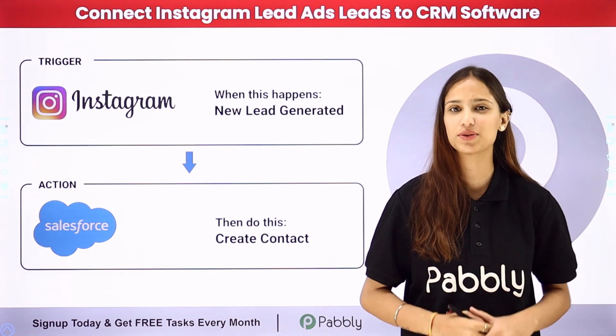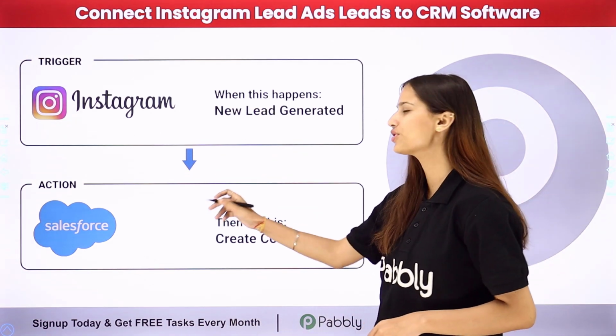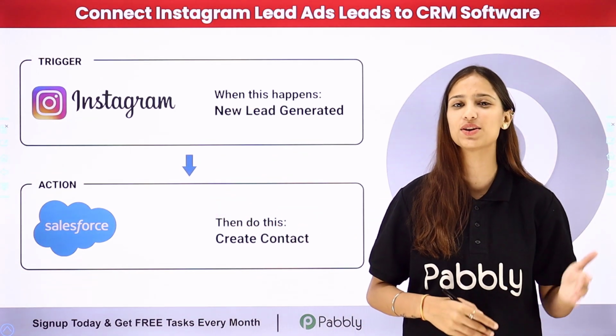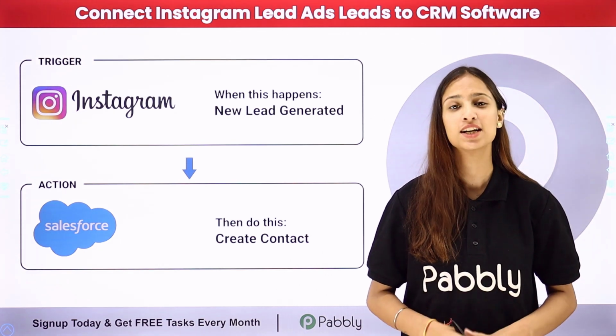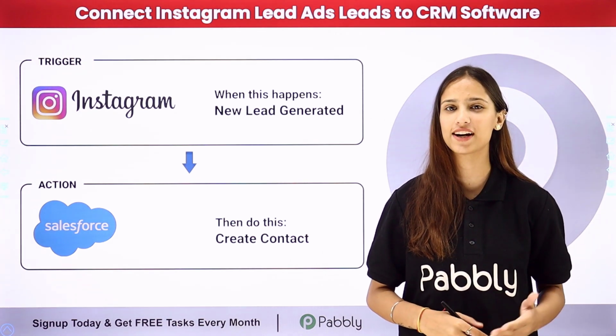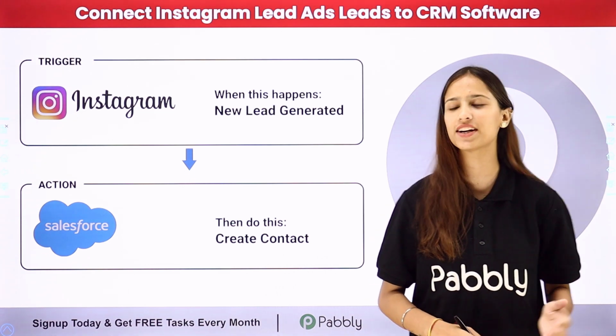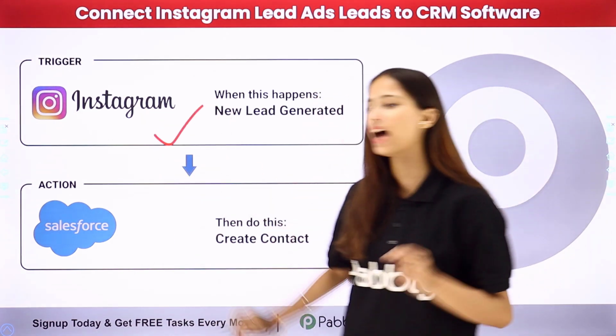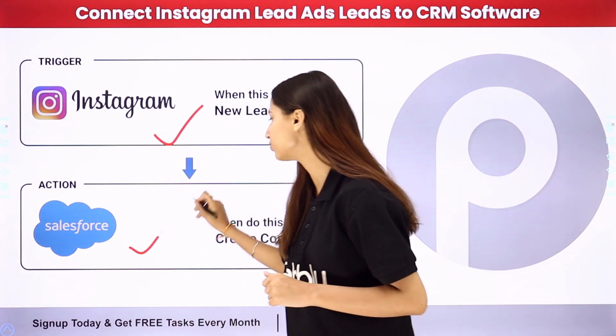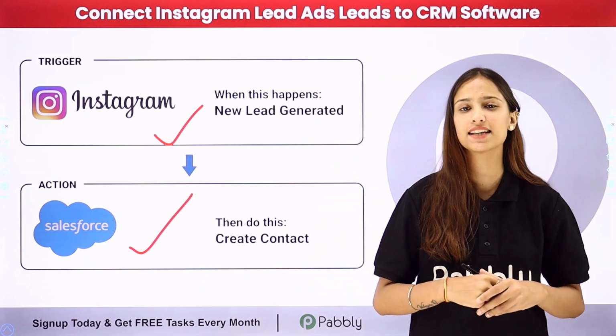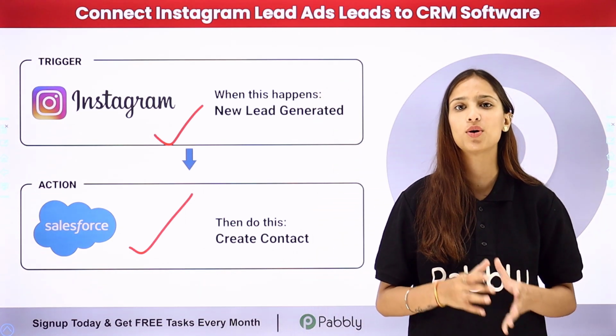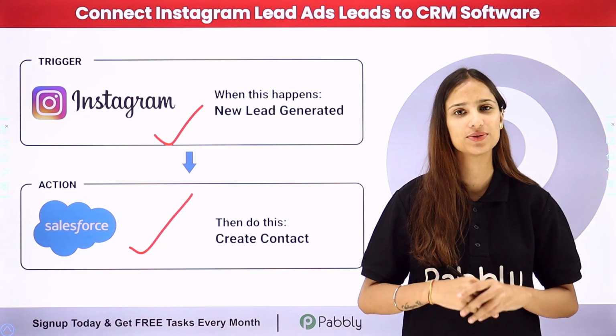Now to do this, I need to set up a connection between these two applications, for which I'm going to use this amazing automation software, that is Pabbly Connect. Pabbly Connect follows the concept of trigger and action. Here my trigger application will be Instagram and my action application will be Salesforce. You can use any CRM of your choice like HubSpot, Brevo, etc. I'm going to use Salesforce.